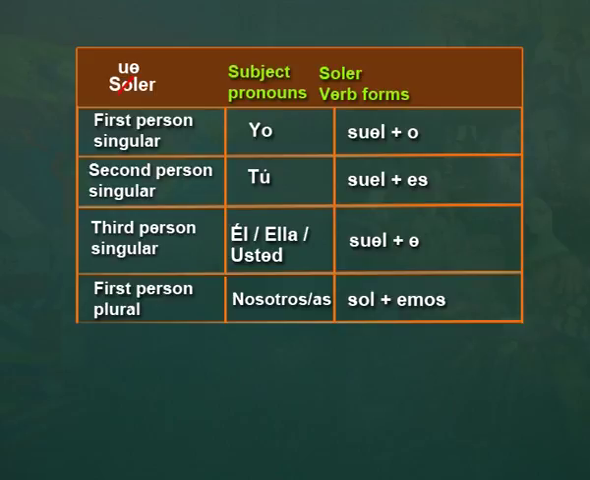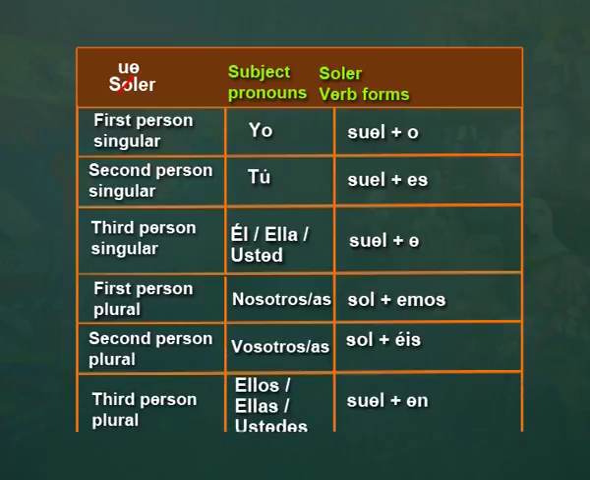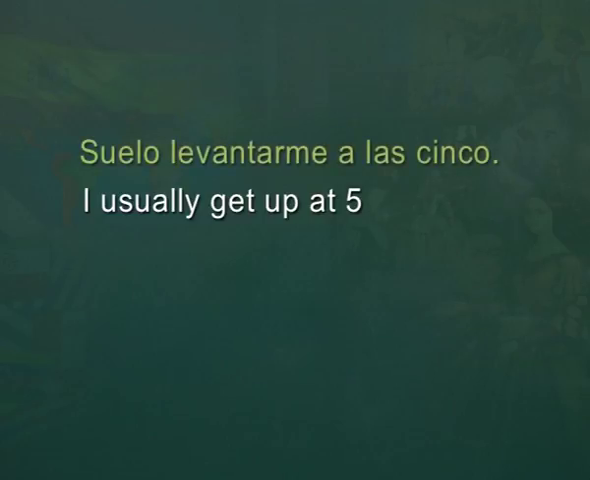So the irregular O to UE will not be applicable to nosotros and vosotros forms. So, vosotros, vosotras soléis and ellos, ellas, ustedes suelen. To say I usually get up at 5, we will say suelo levantarme a las 5. Suelo levantarme a las 5.